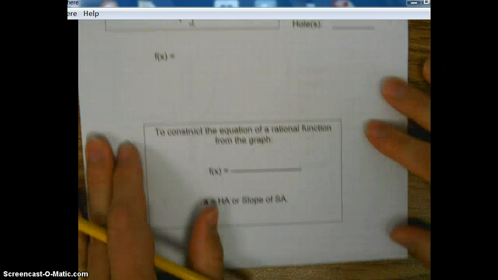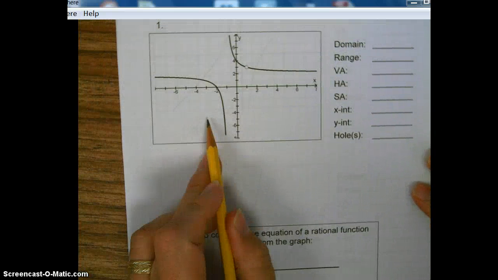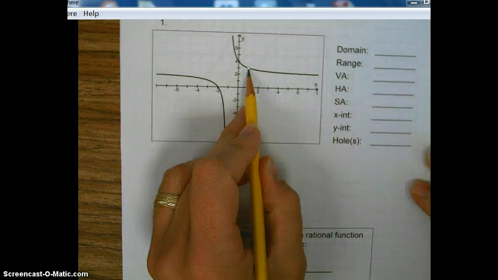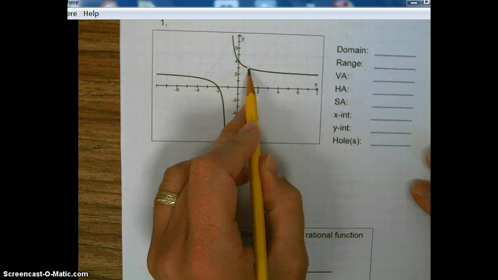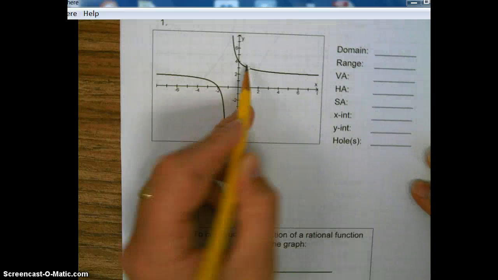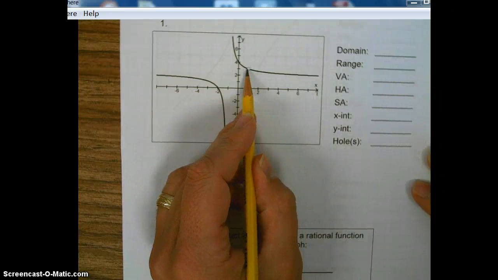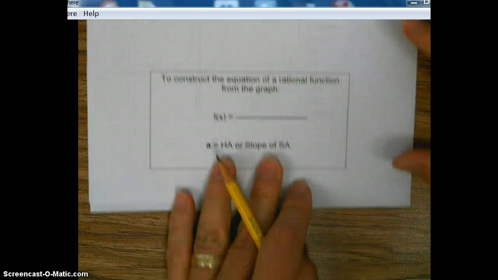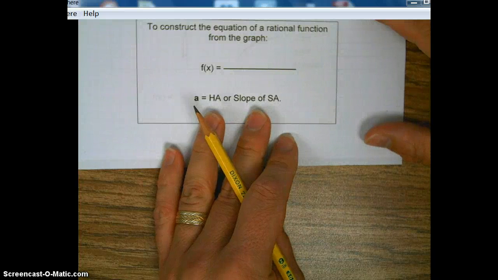So looking at the graph above, this is a rational function. It has a hole in it, and this hole is located at (1, 3). Sometimes rational functions have holes. And how can you tell if a rational function has a hole? Well, here you can see it on the graph. In the equation, when there's a hole, it kind of looks like this.